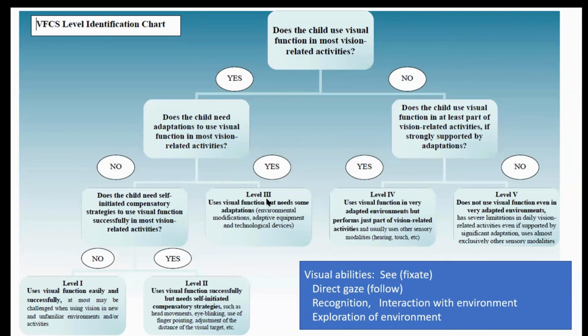And again, if the child is using adaptations, whether you are providing them or whether with some technological devices, if yes, then it becomes level 3. If the child is not able to do the visual functions consistently in vision related activities, so if the answer is no, then you ask whether, with environmental modifications or sensory modalities, he is able to do it at least partly. If yes, then it becomes level 4, and if no, then it is level 5.